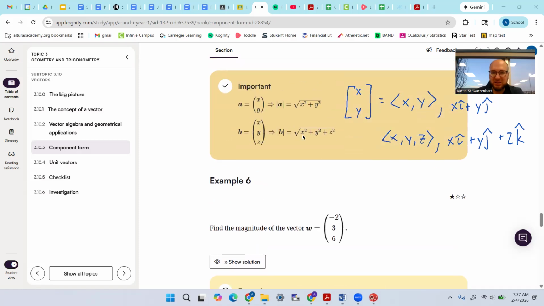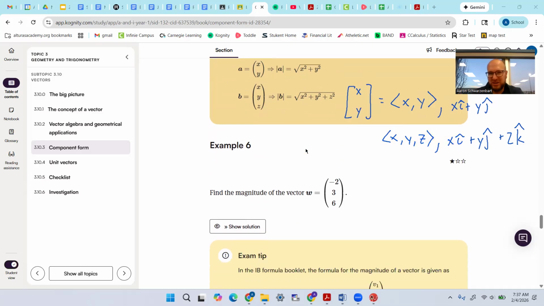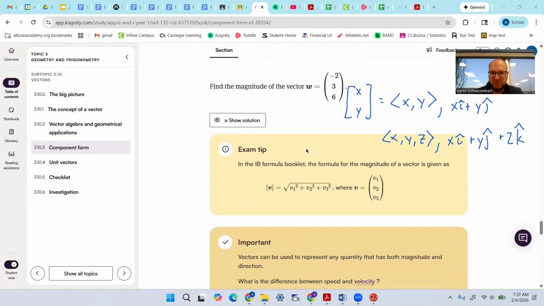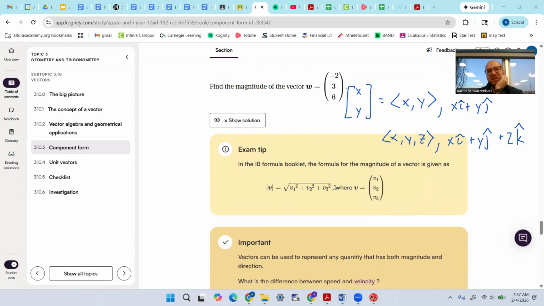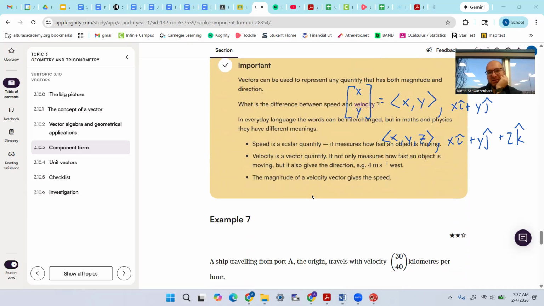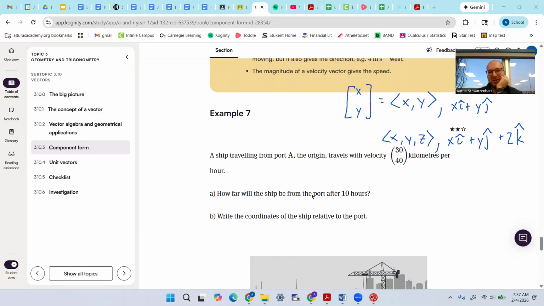And the magnitude is just the Pythagorean theorem or the three-dimensional version, which is square root of x squared plus y squared plus z squared. This is how it shows up in the IB formula booklet. Useful to know. You will definitely need that.